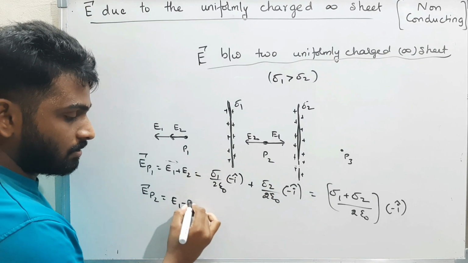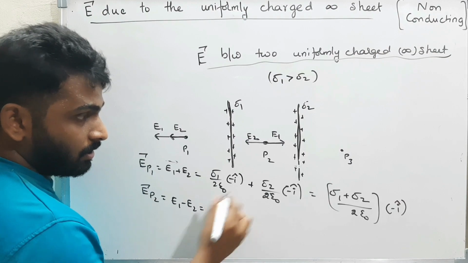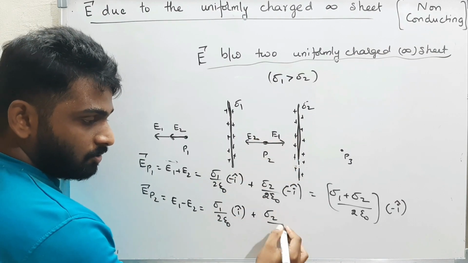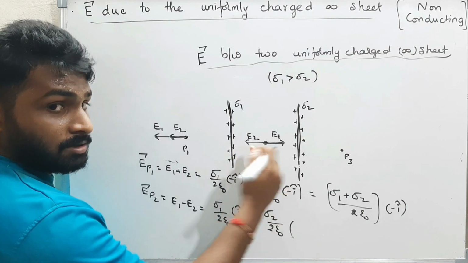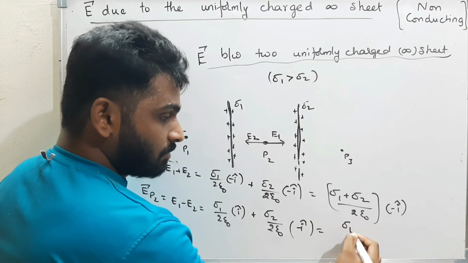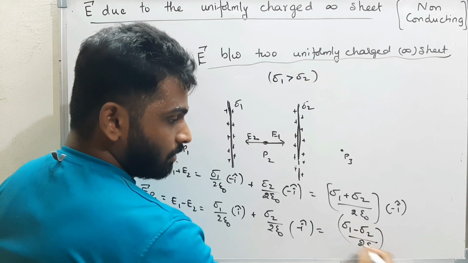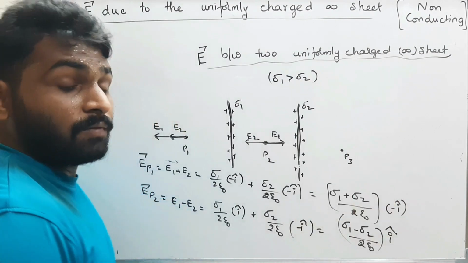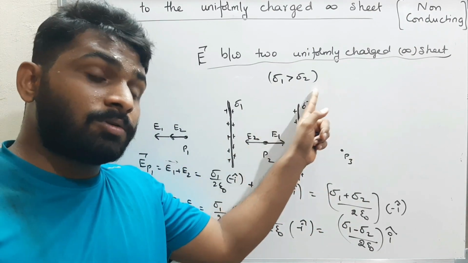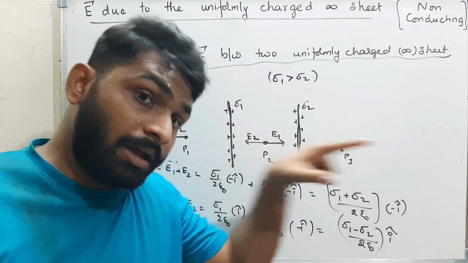Therefore, E1 minus E2. What is E1? Sigma 1 by 2 epsilon naught, E1 direction is I cap, plus sigma 2 by 2 epsilon naught, E2 direction is minus I cap. Therefore, what is the answer? Sigma 1 minus sigma 2 by 2 epsilon naught I cap. The final resultant will be in the I cap direction, because sigma 1 is greater than sigma 2, that means E1 is greater than E2. Therefore, the resultant will be in the direction of E1. Therefore, I cap.